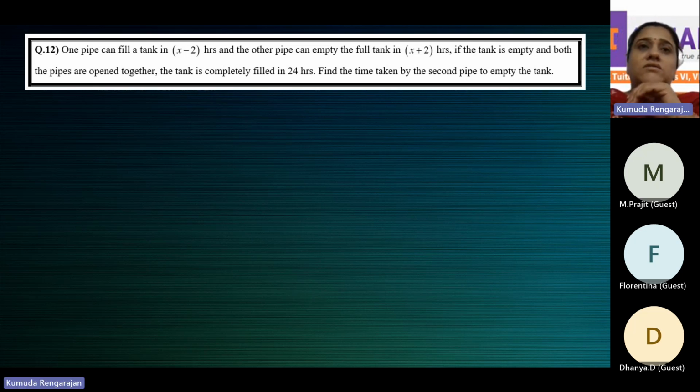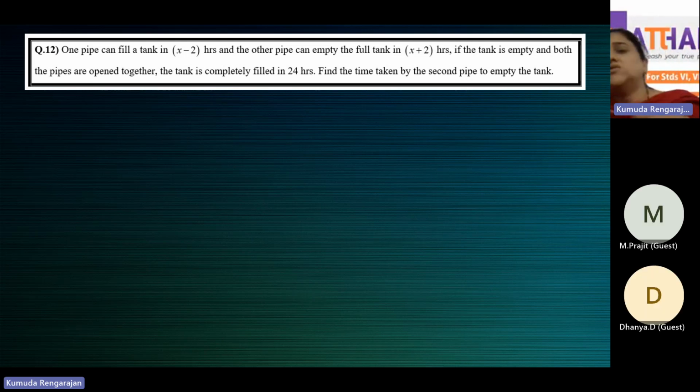Okay, so let's understand the situation. Basically, two pipes are working here. One pipe is the emptying pipe. The other one is the filling one, the one which fills the tank. So we'll just call it the filling pipe. There's one filling pipe and one emptying pipe. Normally the filling pipe is right on top of the tank, while the emptying pipe will be at the base of the tank, the floor of the tank, correct?